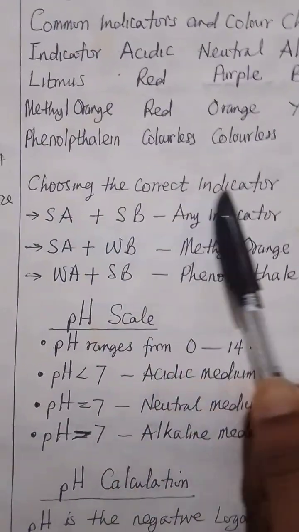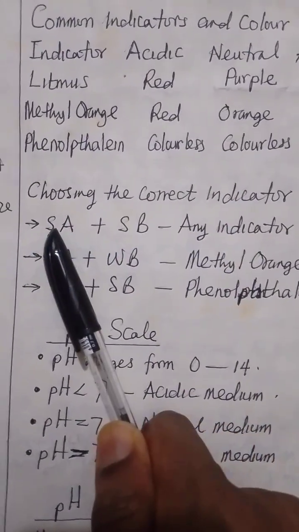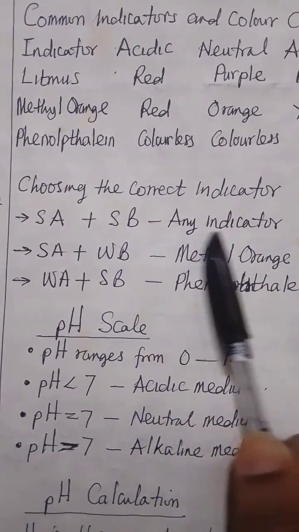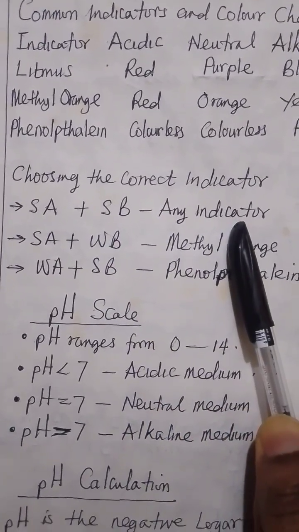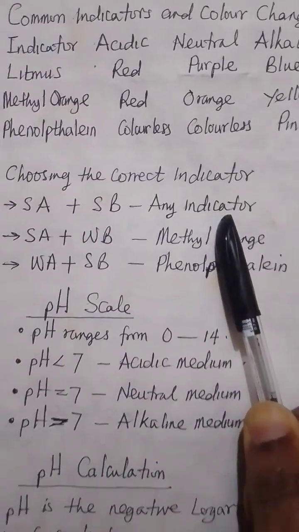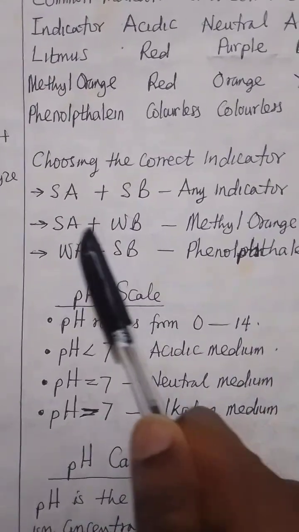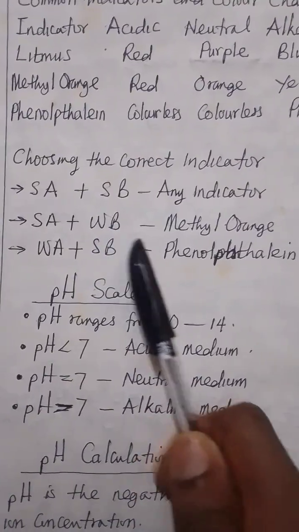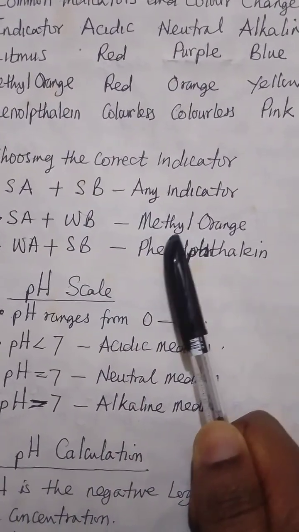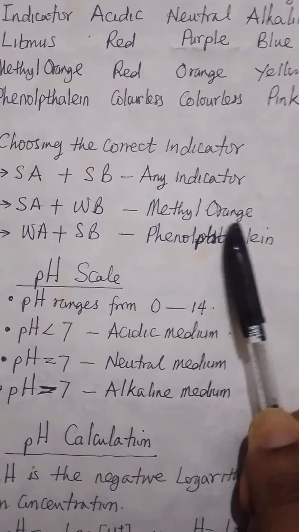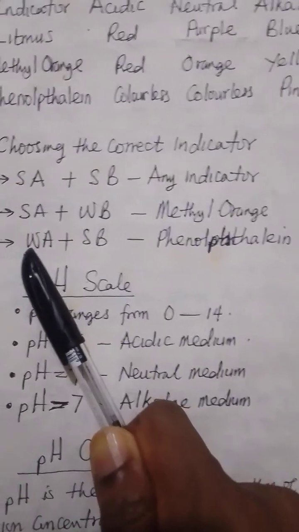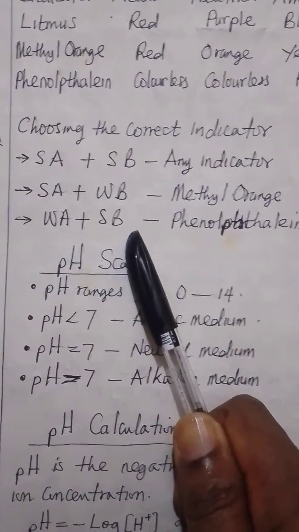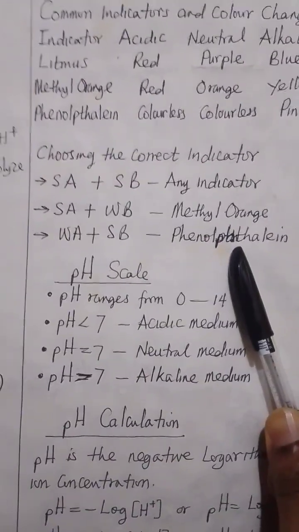Choosing the correct indicator. If you have a strong acid and a strong base, you can go with any of the indicators. That means you can use either methyl orange or phenolphthalein. If you have a strong acid and a weak base, the correct indicator to use is methyl orange. If you have a weak acid and a strong base, the correct indicator to use is phenolphthalein.